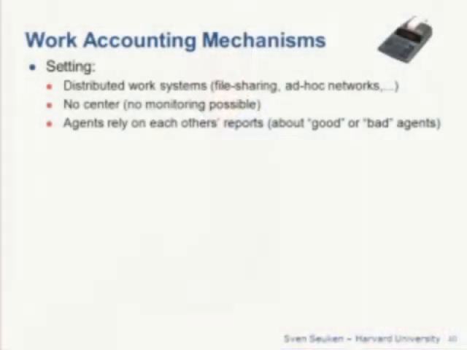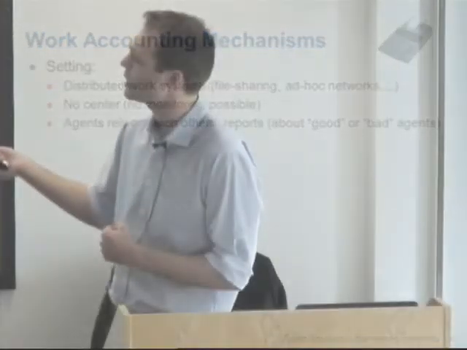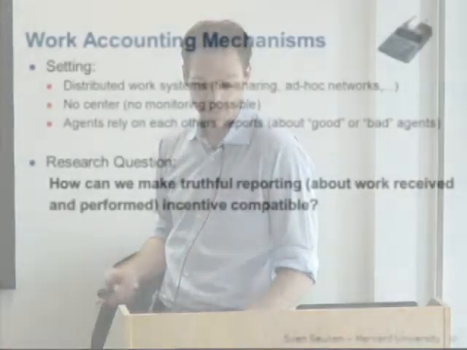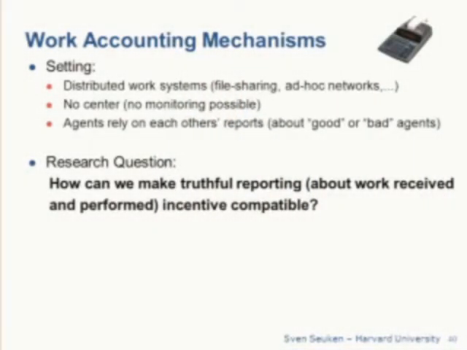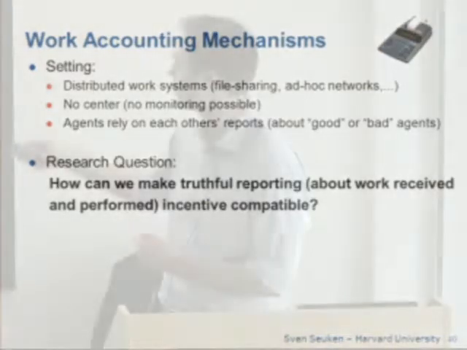Another project I worked on is what I call work accounting mechanisms, where the setting we consider is a distributed work system, where you can think of file sharing or ad hoc routing networks where users are consuming work from each other and performing work for each other. There's no center, such that no monitoring is possible, and agents have to rely on each other's reports about how good or how bad an agent in this system is. And the question was, how can we make truthful reporting to each other about the work you received and you've performed incentive compatible?